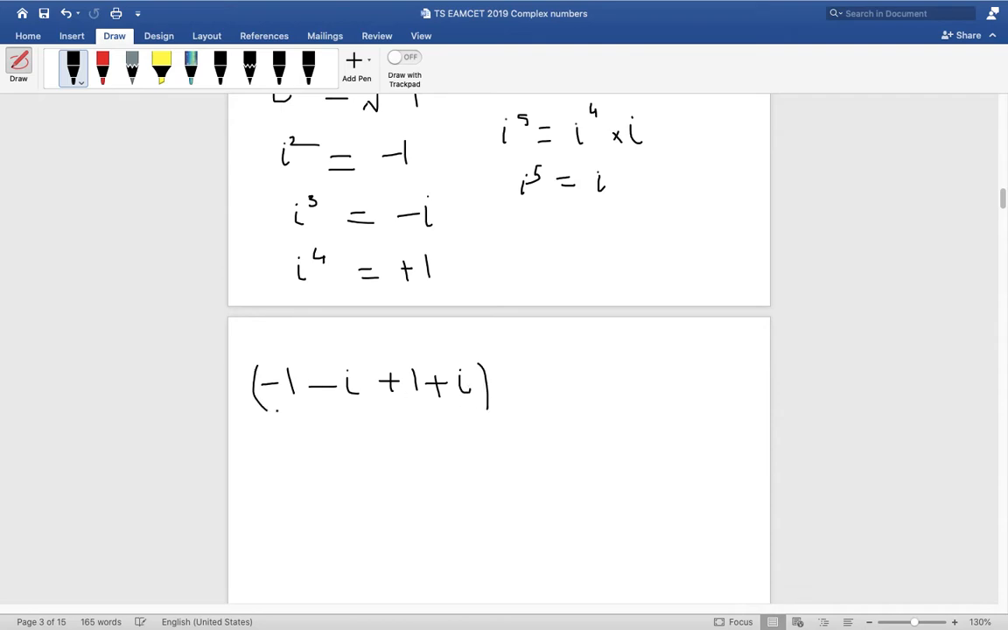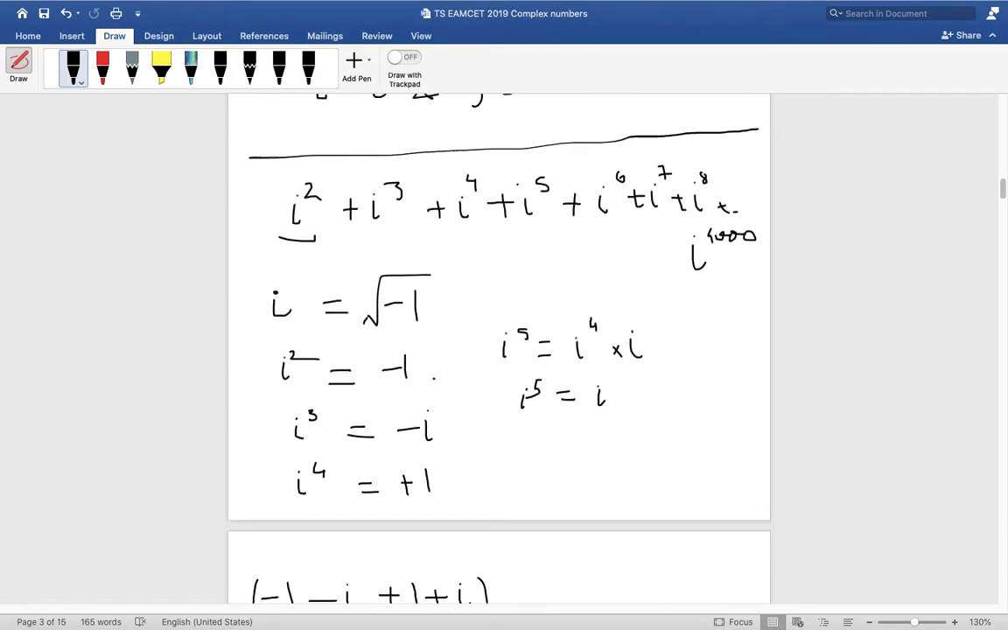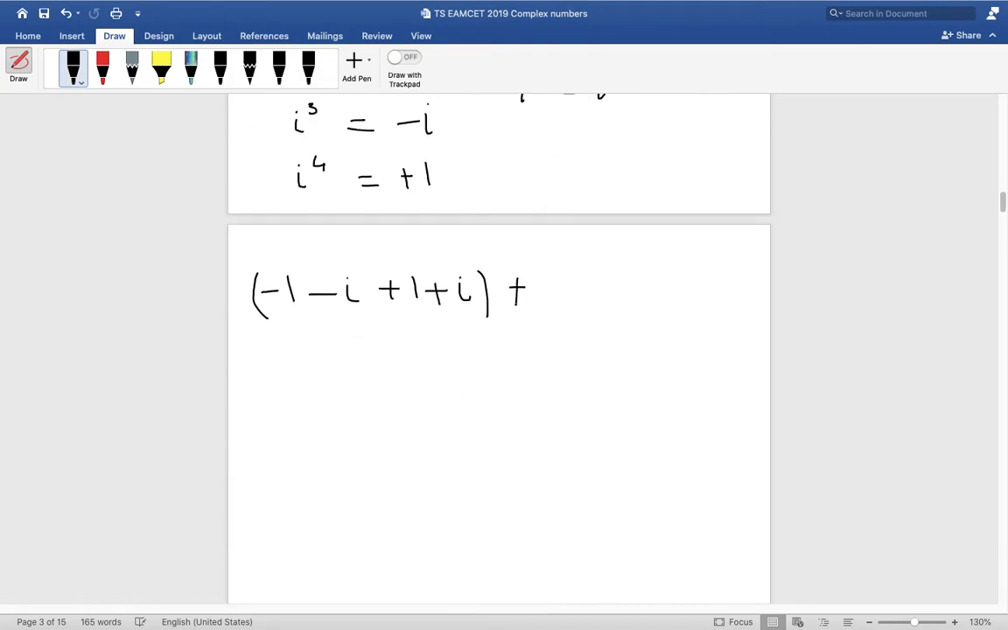Okay, consider 4 numbers at once. Then iota 6 will be again the same as iota square, which is minus 1. Iota 7 will be minus iota. Iota raised to the power 8 will be 1. Iota raised to the power 9 will be iota. So if you go by groups of 4, you will see that in this series the sum of 4 consecutive numbers is 0.